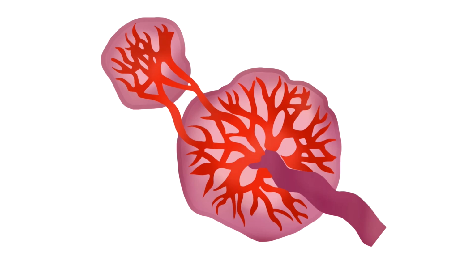Here we see an illustration of a succenturiate placenta. This is a placenta with an accessory lobe that has its blood supply feeding from the main placenta. This additional placental tissue can stay behind during the removal of the primary placenta and cause bleeding.